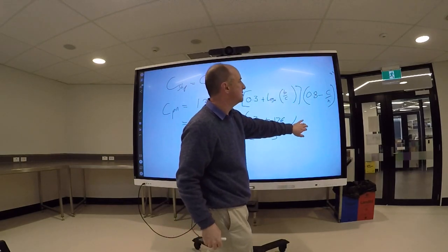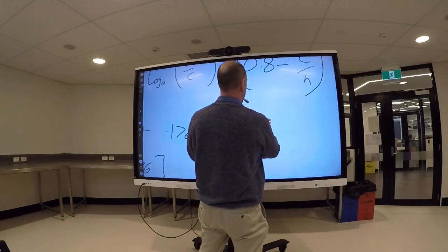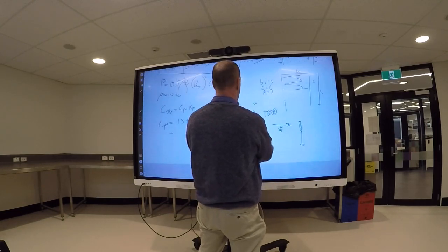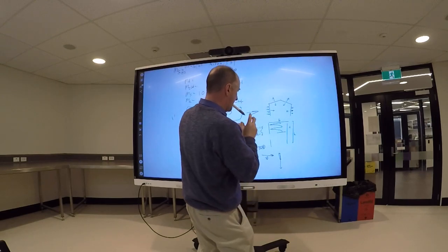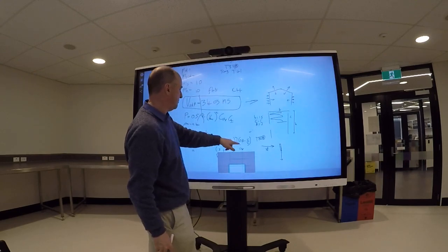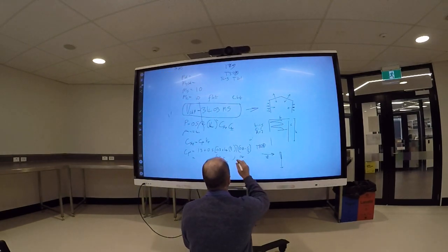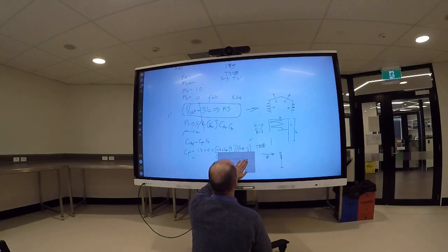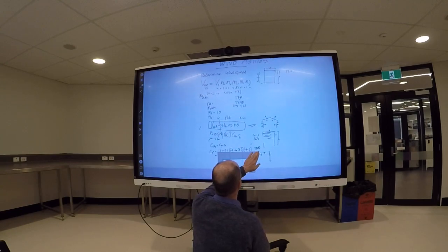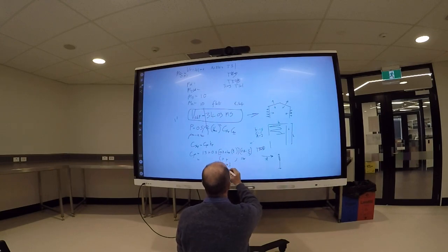What was C? C was 1, so C over H is 1 over 2. So 0.8 minus a half is 0.3.